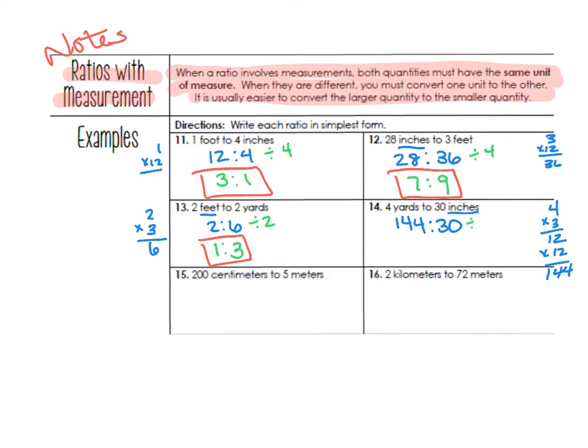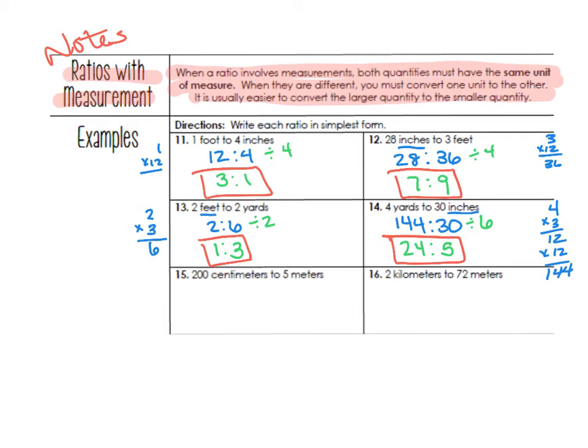Simplify it. Now, this one's a little bit tricky, but I think I'm going to go with 6. 30 divided by 6 is 5. 144 divided by 6, definitely use a calculator if you need to. That gives you 24. That is our ratio in simplest form. It's going to take you a couple of steps, so don't try to skip steps if you don't have to.